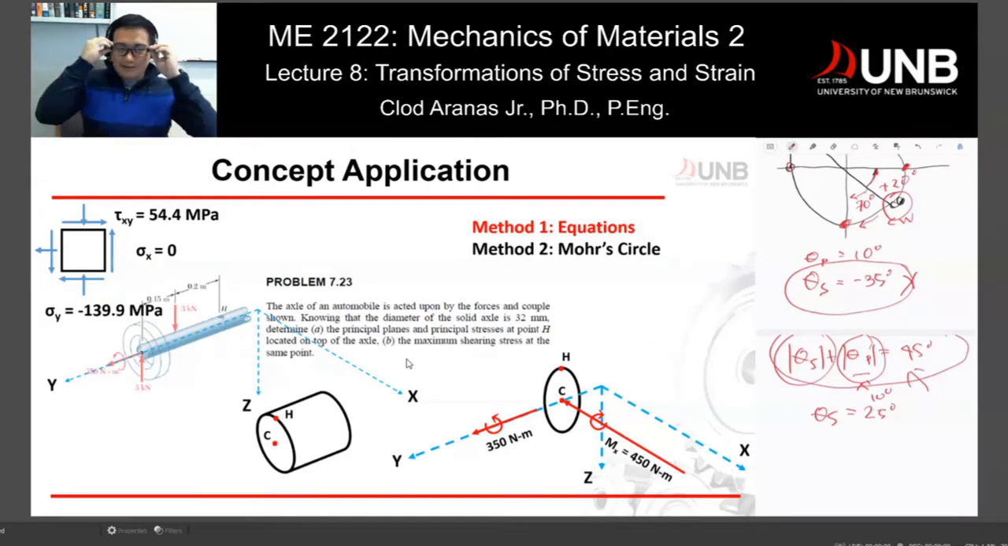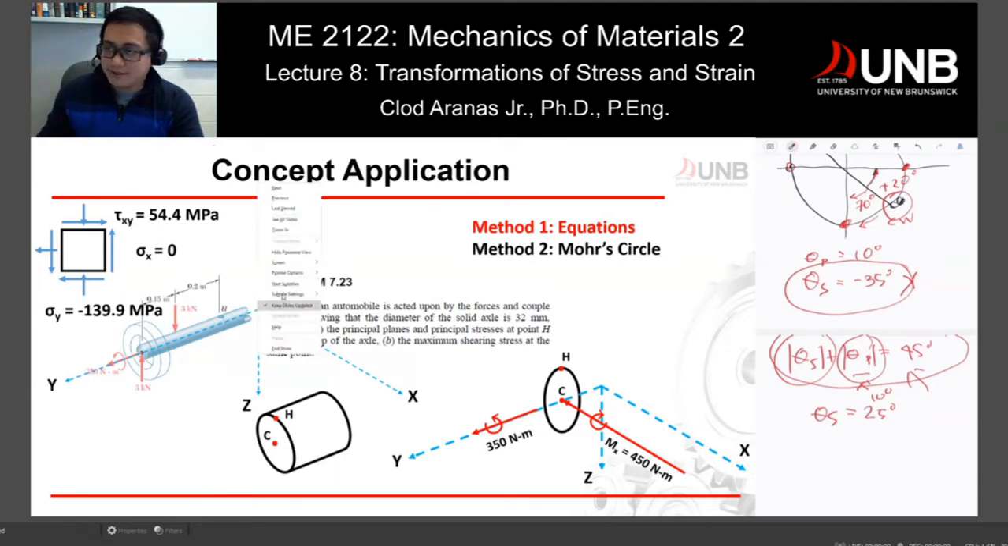Now we stop somewhere here. So let's say we have this particular problem. We have a component. The axle of an automobile is acted upon by forces and couples shown. So that's your axle, acted upon by forces and couples shown.